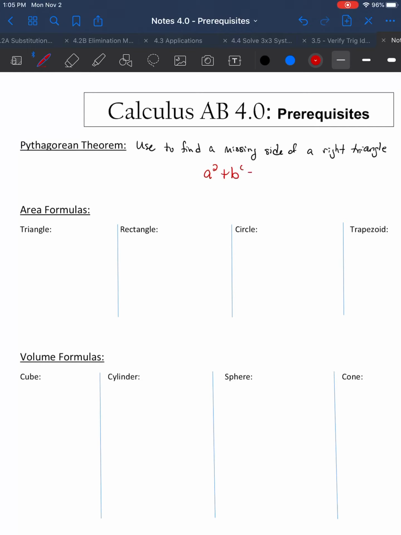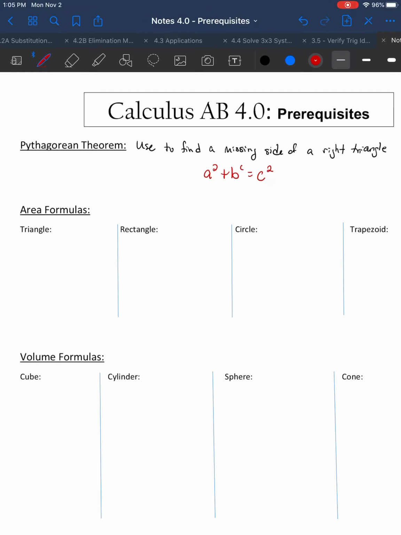Okay, and that's our formula, a squared plus b squared equals c squared. And please remember that the c is the hypotenuse value. Okay, c squared is your hypotenuse value.